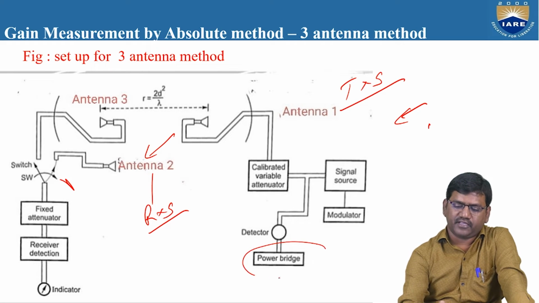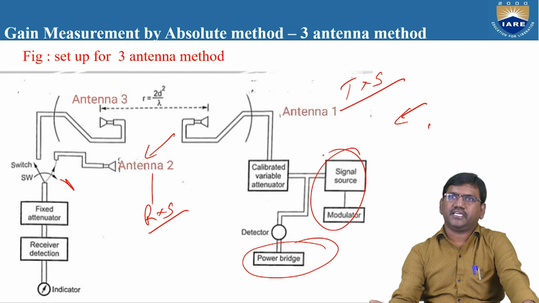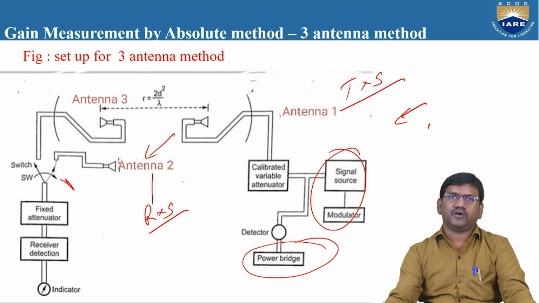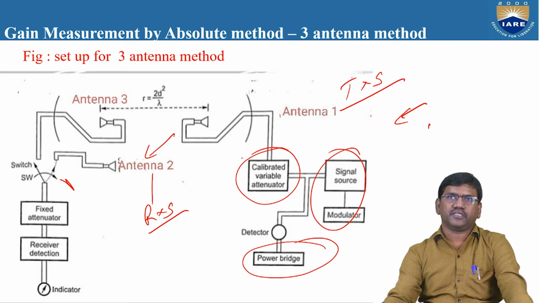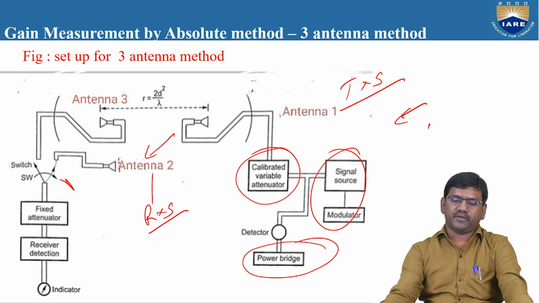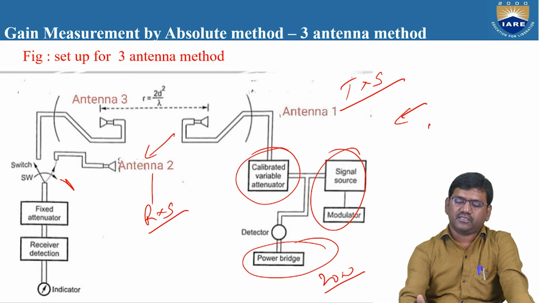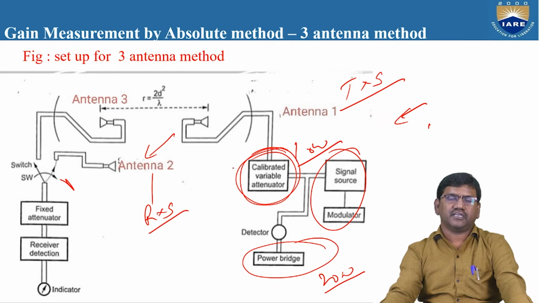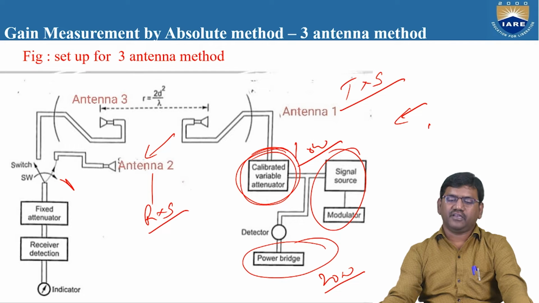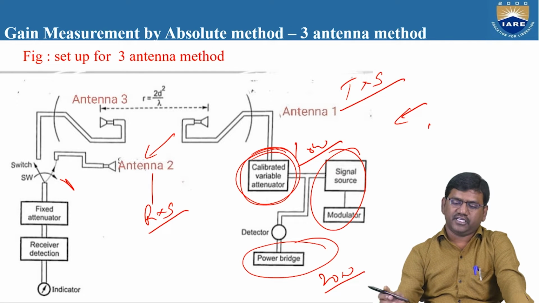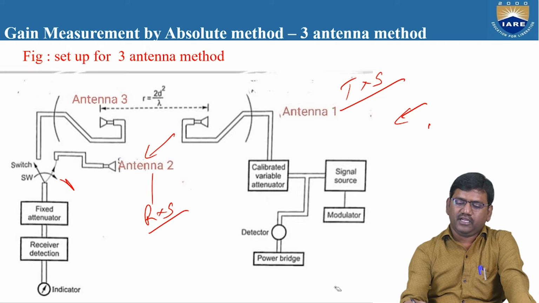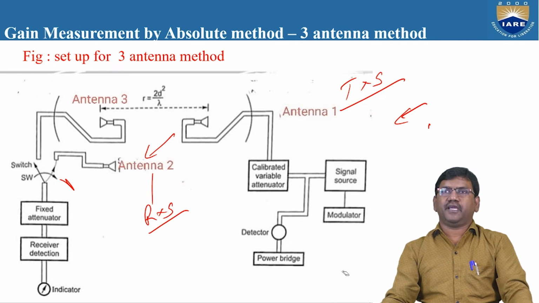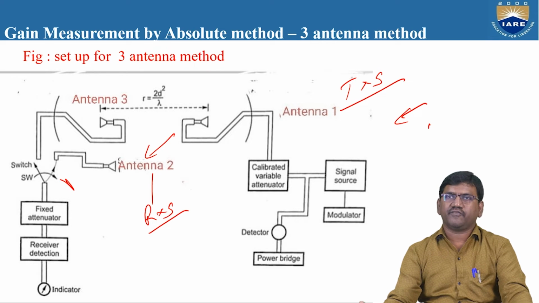We are giving some input power, and the signal is modulated by some AM or FM technique, amplitude modulation or frequency modulation. Whatever input signal has to be given goes to the transmitting antenna by means of a variable attenuator. Here the total input power is 20 watts. If you want to give only 10 watts, the calibrated variable attenuator will attenuate the signal. So overall, a modulated signal is applied to the transmitting antenna, antenna 1, by means of an attenuator.